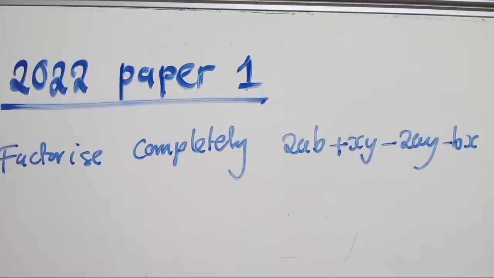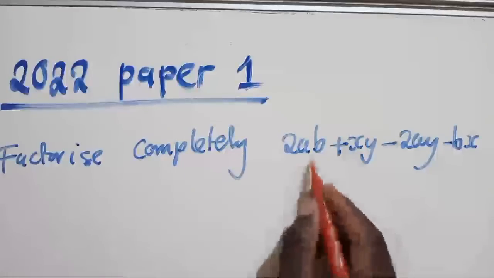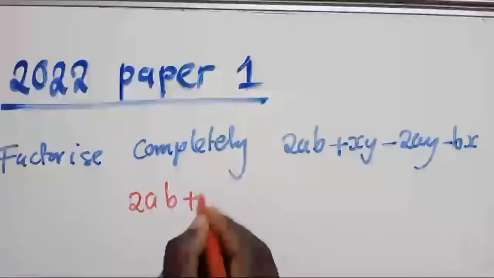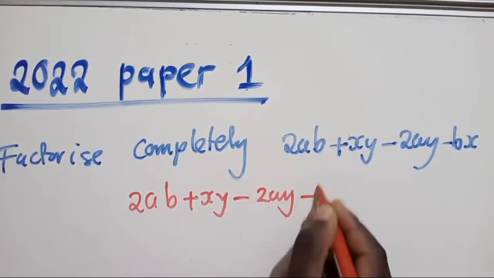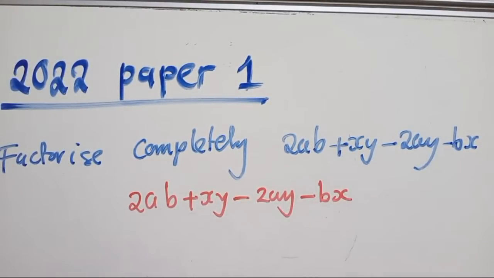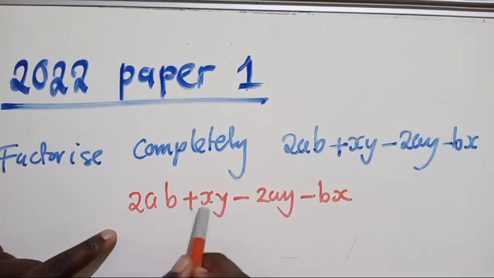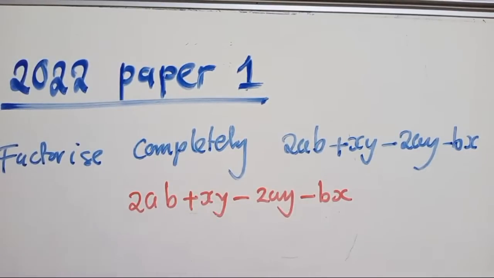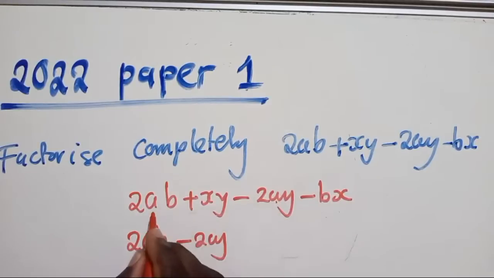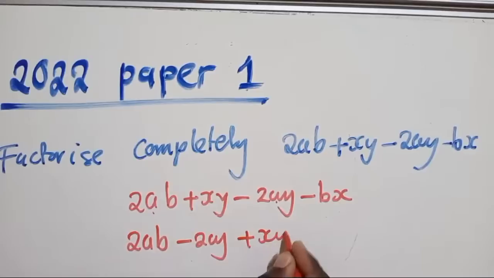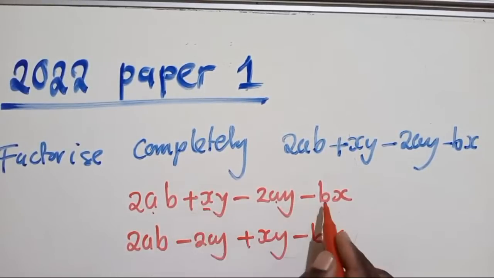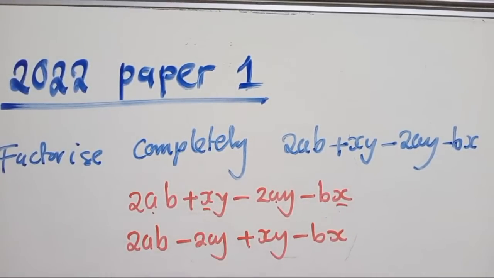So let me work out and see the answer that I'll get. So here we have 2ab plus xy minus 2ay plus bx. So the first thing must be to group the like terms with some like elements, okay? So if you see 2ab and xb, they have no common element. So these two must be separated. So we shall write 2ab minus 2ay because there's a here and a here. So these can be together, plus xy minus bx. There's x here and x here, so they can be together. So that's what you need to do.